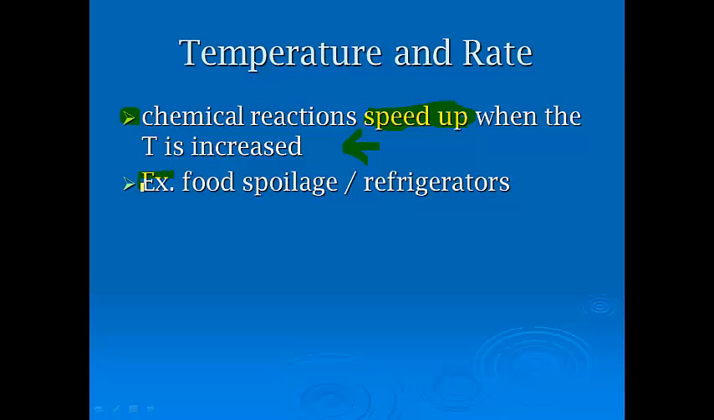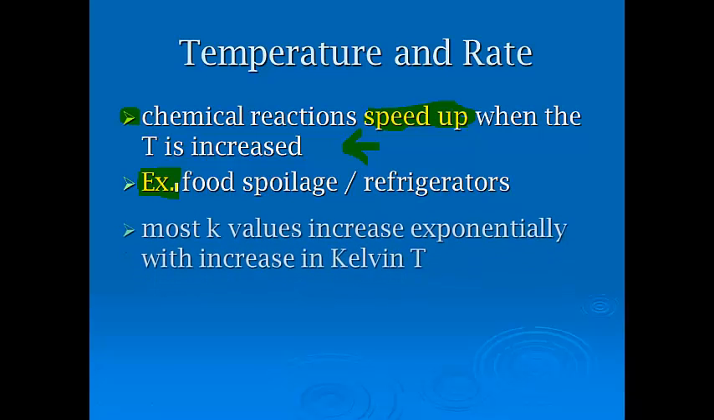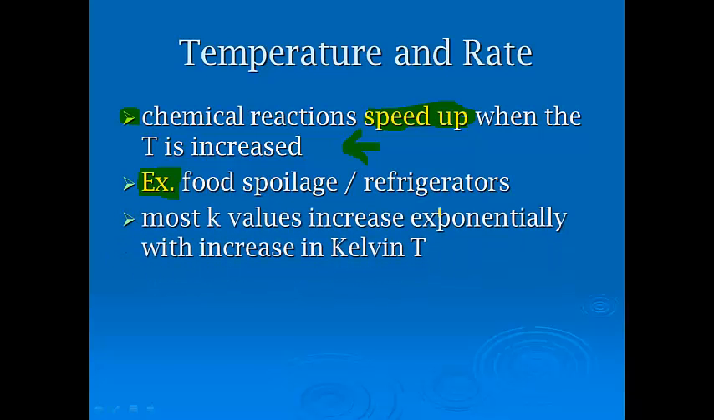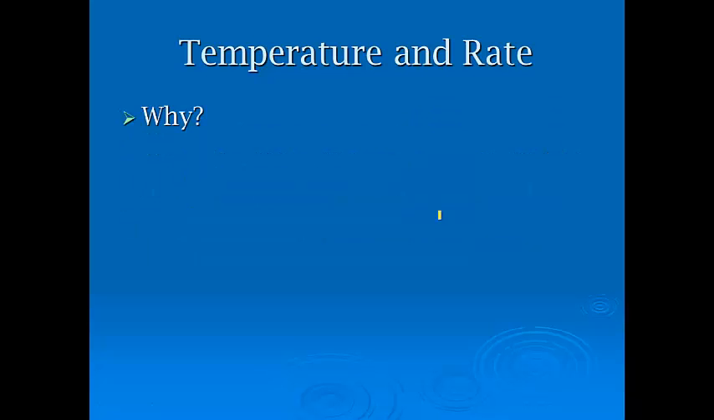And that was why refrigeration was such a major thing with food spoilage: you all of a sudden could turn the temperature way down on these substances and slow down the bacterial growth, which is a chemical reaction in essence at its basic level, and that was a big deal. Now, most k values increase exponentially with an increase in Kelvin temperature. So it's not just doubling. You're talking about exponential values. So you're talking about 10 times faster, 1,000 times faster, 10,000 times faster, etc.